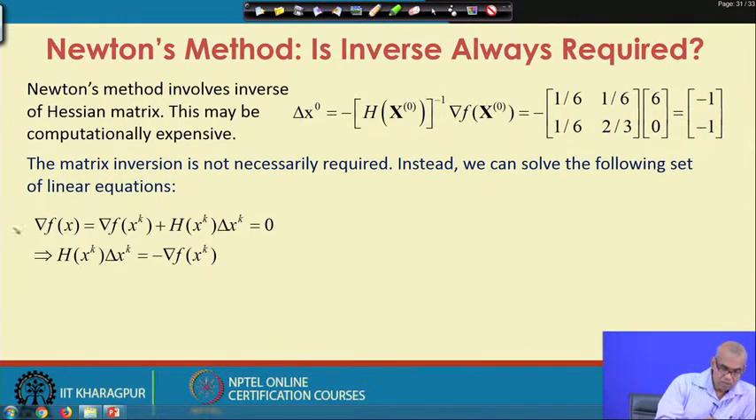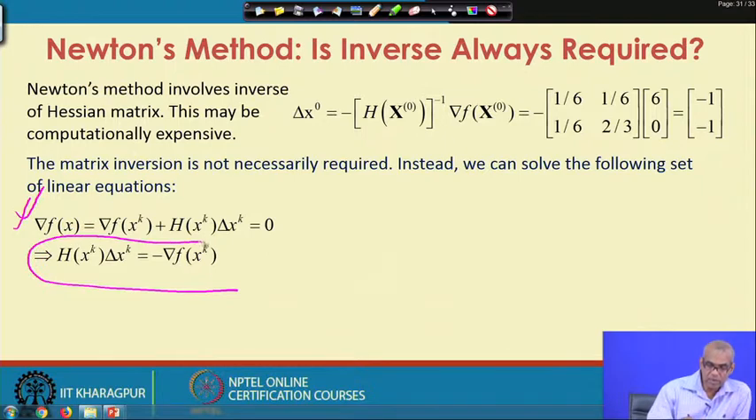So, this is the equation from which the update rule of the classical Newton's method is obtained by applying the first order necessary condition to the quadratic approximation of the objective function. So, I get Hessian into delta x is equal to minus gradient of f. This gives you a set of linear equations which can be solved for delta x.